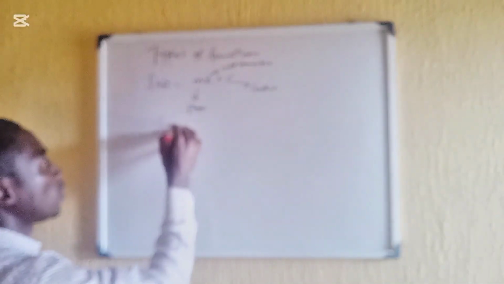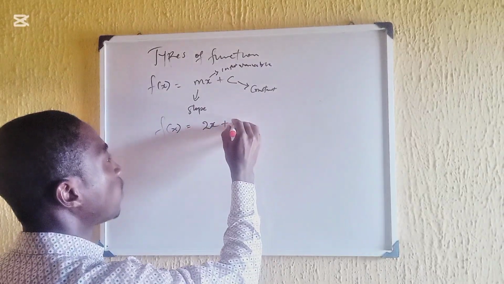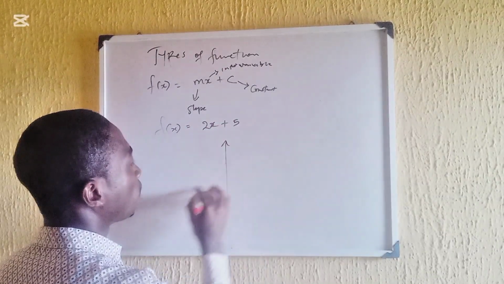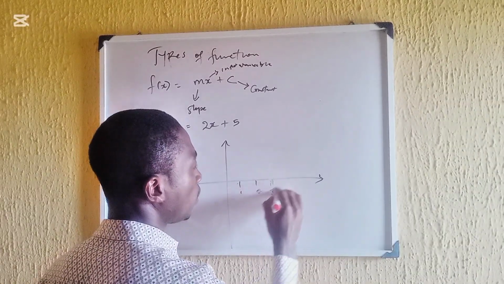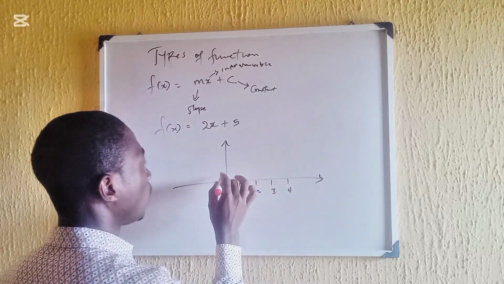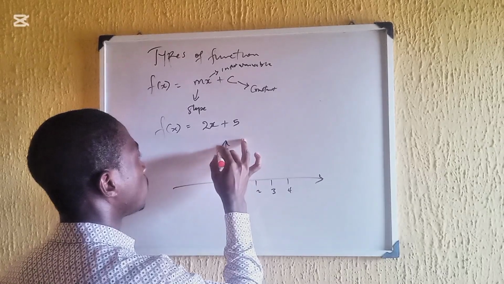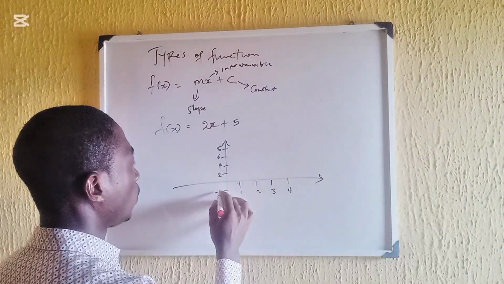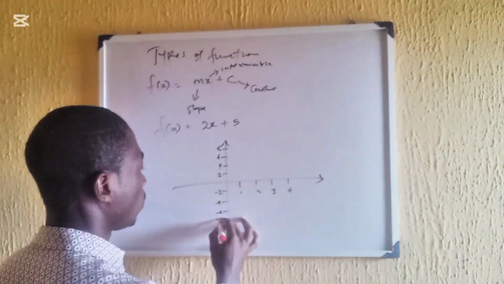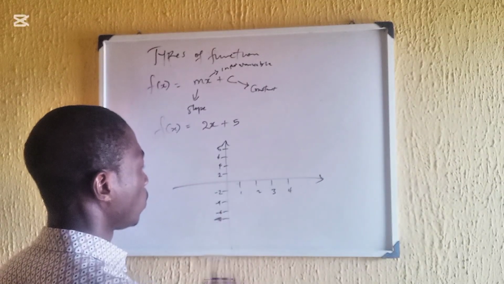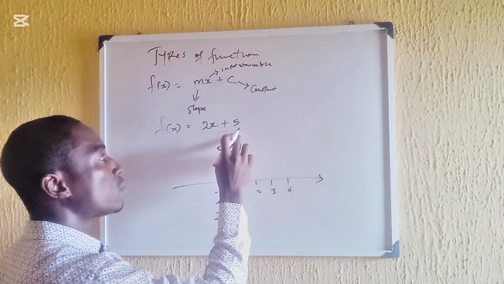Take for instance, we have f of x is equal to 2x plus 2, or let's say 2x plus 5. We want to plot the graph, and we'll have 1, 2, 3, 4. Then we'll have, let's say 2, 4, 6, 8, minus 2, minus 4, minus 6, minus 8. Now, when x is 0, we'll be having 2 times 0 plus 5.